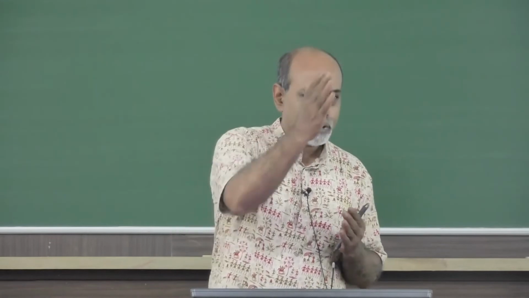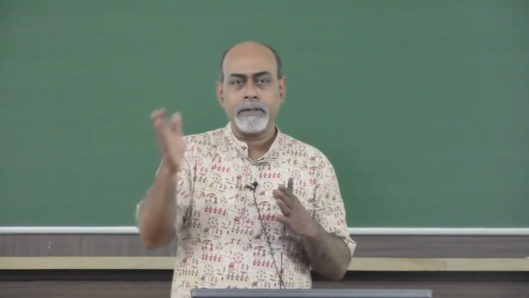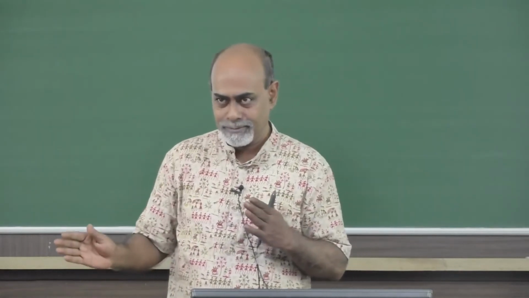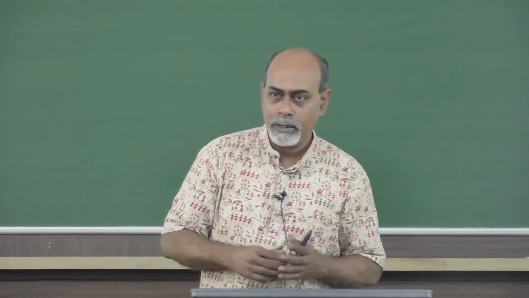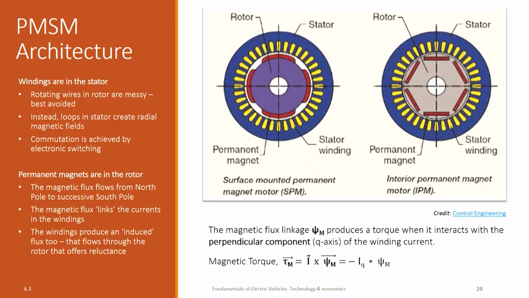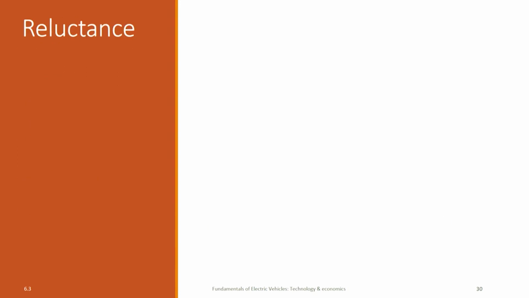but it passes through the rotor, and when it passes through the rotor, it encounters reluctance. We will examine what is the consequence of this reluctance in the next slide. I just want you to notice that there is an additional magnetic flux apart from the magnetic flux of the permanent magnet. So, we will look at this reluctance a little more closely.